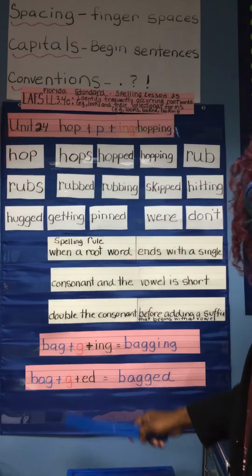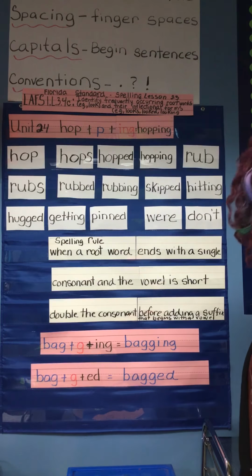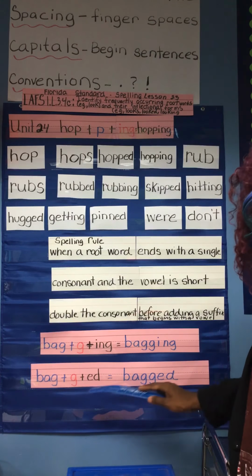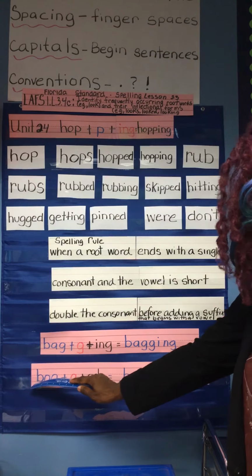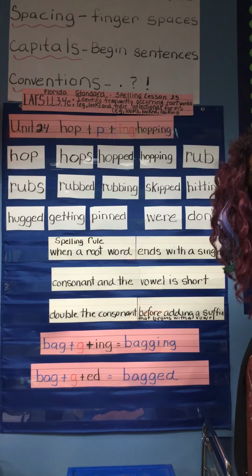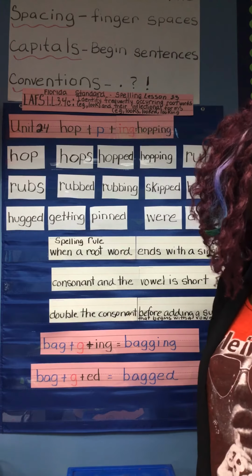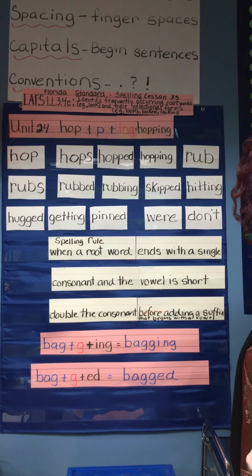I chose the word bag again, but I chose a different suffix. Okay, I chose another word. Let's look at the root word. The root word is bag. What I like to do here is add a suffix. But before I add the suffix, I know that I have to double the final consonant. So let's do that.